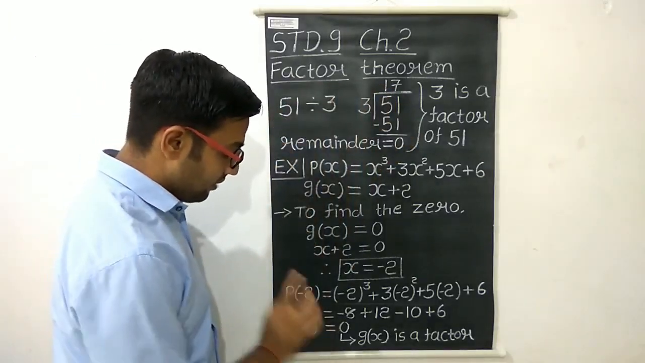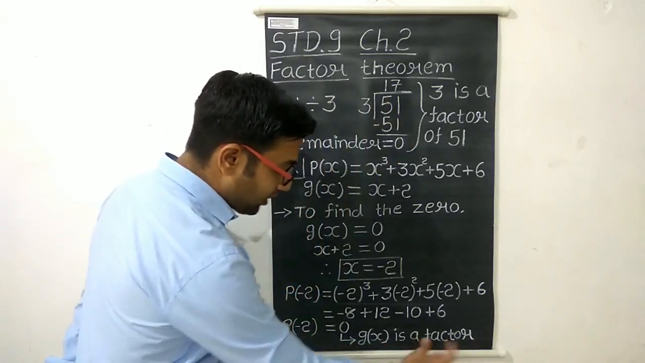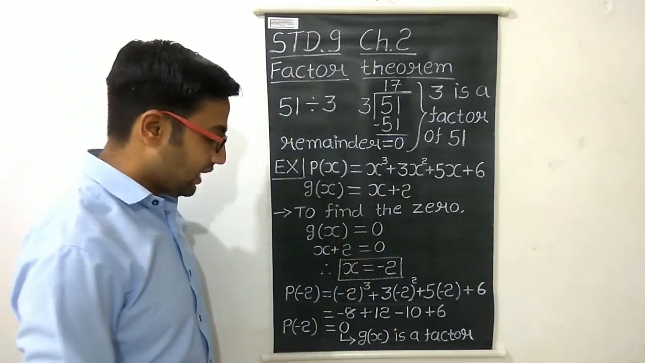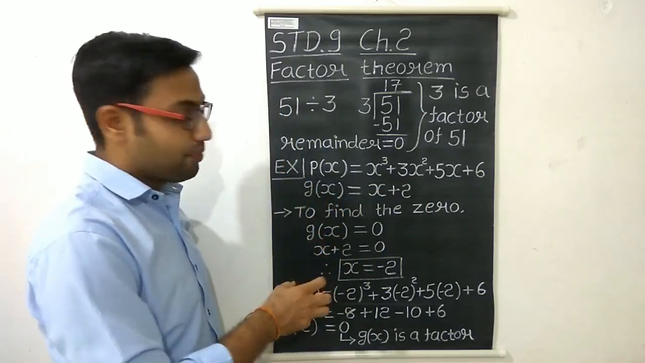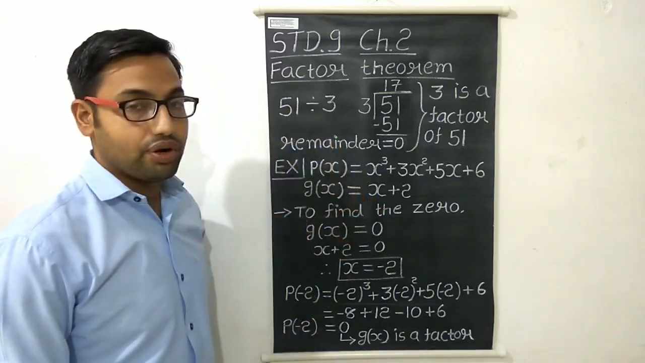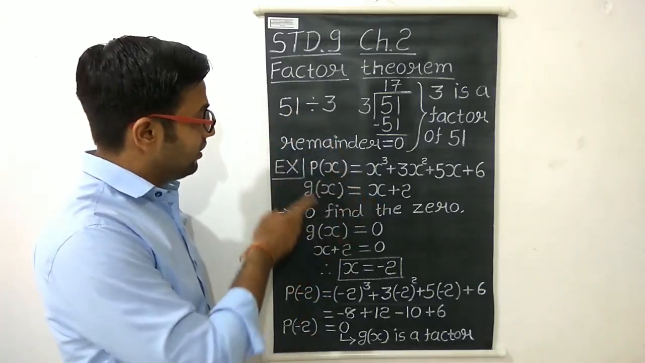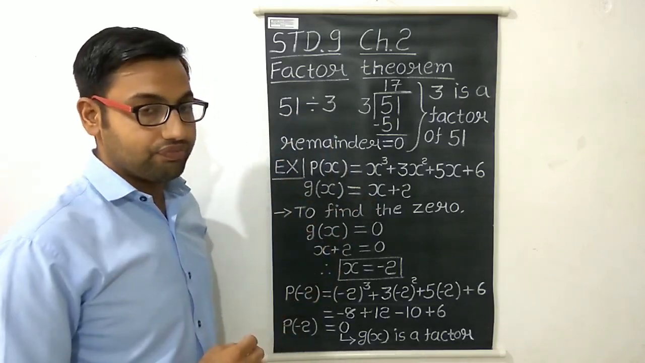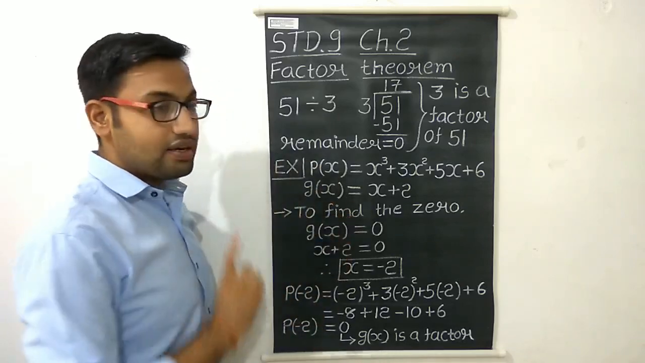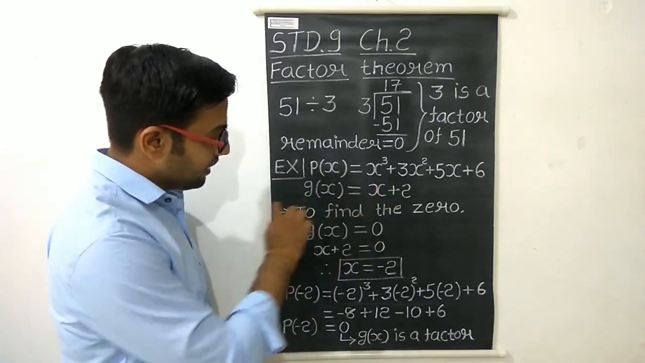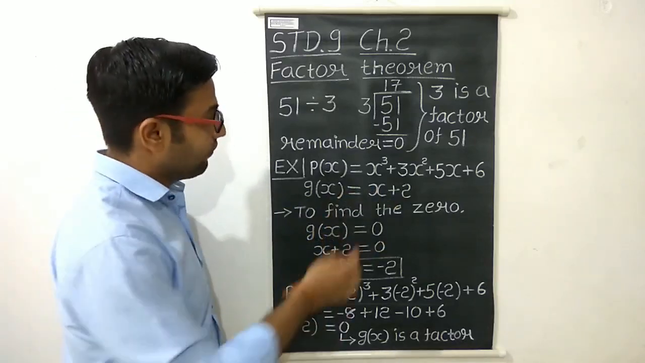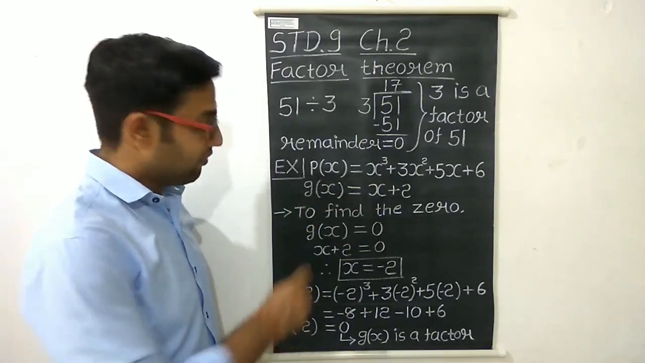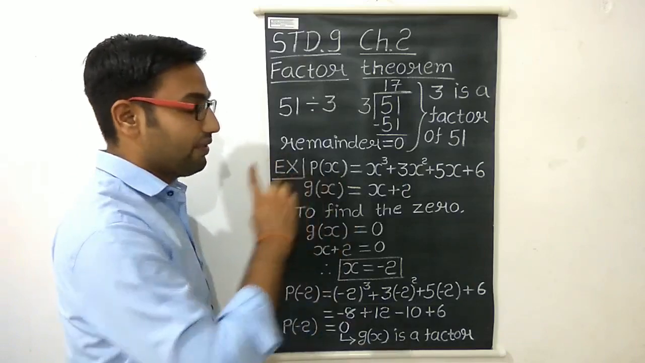In the same way, as the remainder is 0, we can say that g of x is a factor of this polynomial p of x. Or we can say that this g of x divisor polynomial is a factor of this dividend polynomial. Right? So in this way, we can find out the factor of any polynomial. If by dividing we get the remainder 0, then the divisor polynomial is a factor. Or if we do not get the remainder equal to 0, then we can say that the divisor polynomial is not a factor of the dividend polynomial.